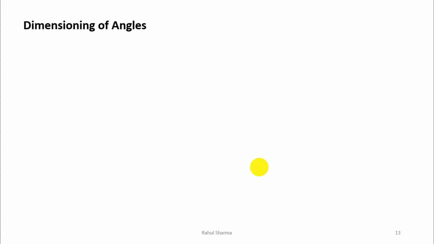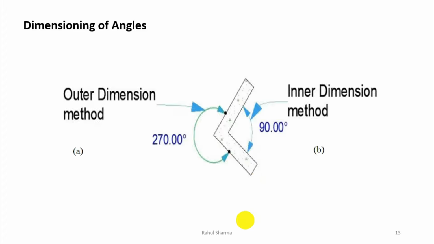Now, the next topic is dimensioning of angles. There are two methods to give dimension to angles, either from inside or from outside. Now, this is the way to give dimension from inside. The same angle we can represent from outside also.